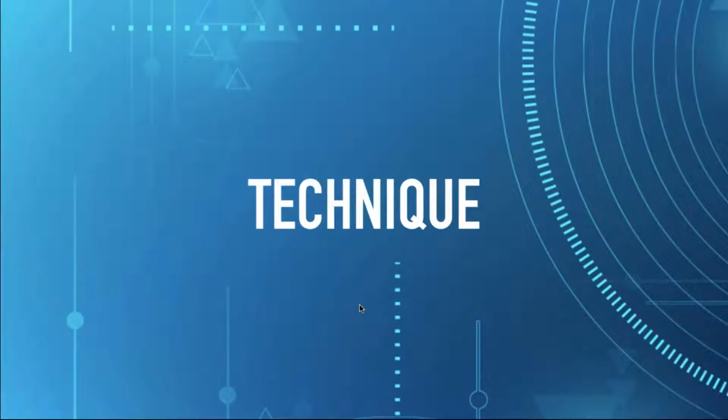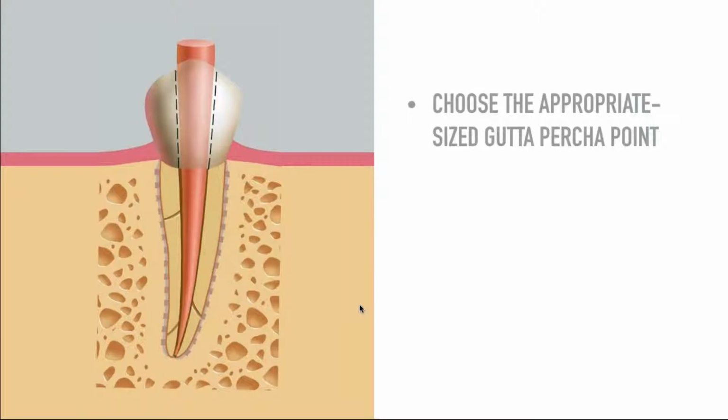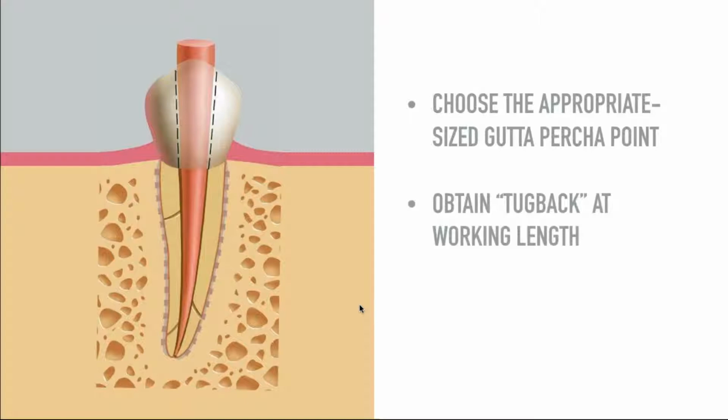So let's look at the technique of a warm vertical technique. First thing we've got to do is fit our cones. So we want to choose the appropriate size gutta-percha point. Depending on the system that you've used, often there are system-based gutta-percha cones that will match the last master file that went into the canal. So you pick that cone, place it to working length, and we want to get that feeling of tug back. Tug back is that resistance to displacement. Now, we're never going to get tug back 360 degrees, but we're probably going to get some point tug back at that apical third, and that's where we want to get our tug back.